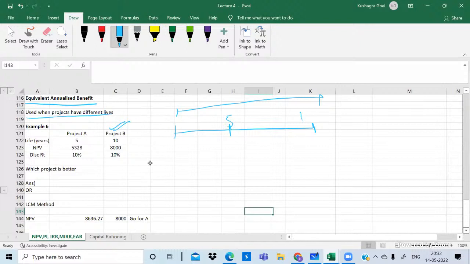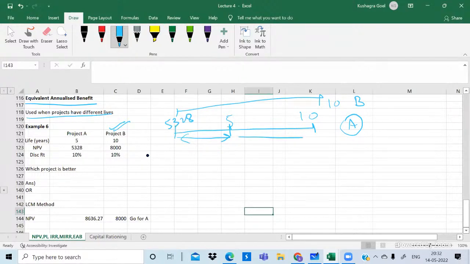So this will be 5 years, this will be 10 years, this is 10 years. So project B has a life of 10 years, it can be implemented only once. But project A has a life of 5 years, I can implement it twice. And the first time I implement it, what is the NPV? I'm getting an NPV of 5328.